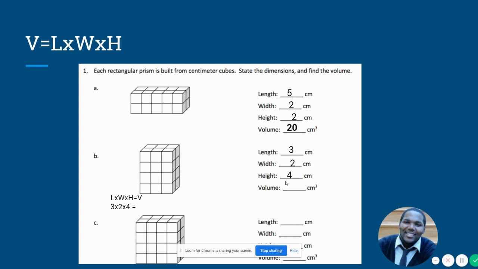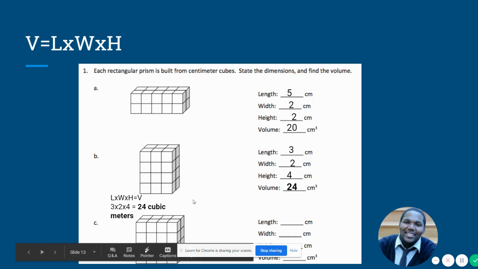But we can't just go on vacation yet. We got to calculate that volume. We got to multiply 3 times 2, which is going to give us what? That's right, it's going to give us 6. Then we're going to multiply 6 times 4, which is going to do what? Y'all geniuses. All right, we're going to have 24 cubic meters.